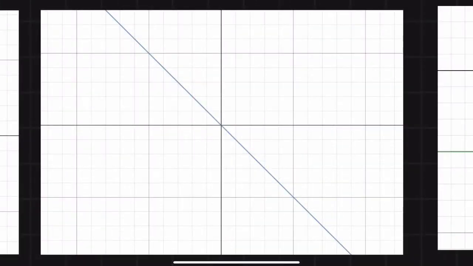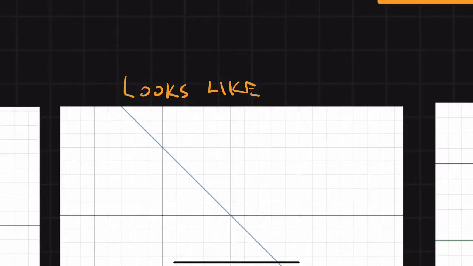What about this blue line? It does appear to be linear. It passes through the origin, so the y-intercept is 0. This one has a negative slope, and the slope appears to be negative 1 over 1. So this equation looks like y is equal to negative x.